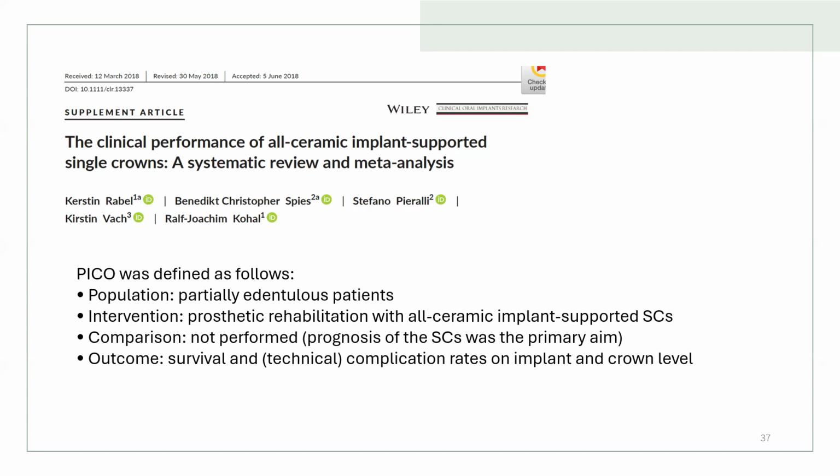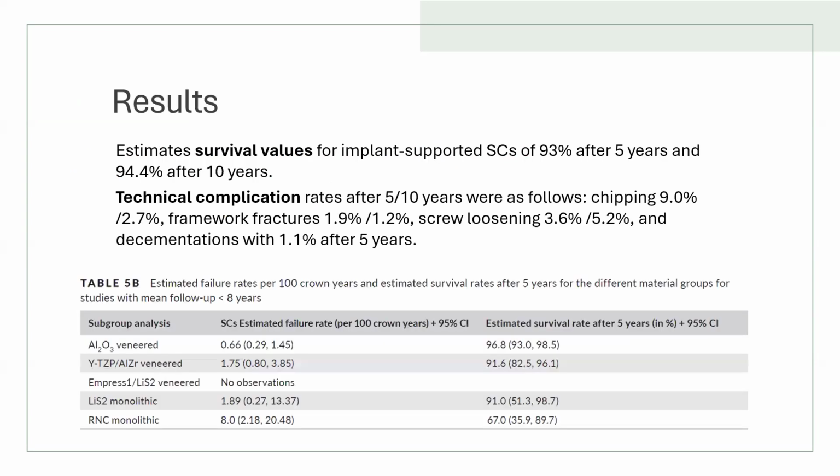They included studies on all-ceramic materials, zirconia-based, alumina-based, and we will see in the next slide, lithium disilicate and hybrid ceramics. The comparison was not performed because they only evaluated the survival rates, and the outcomes were the survival and technical complication rates on implant and crown level. The estimated survival values for implant-supported single crowns were 93% after 5 years and 94% after 10 years.